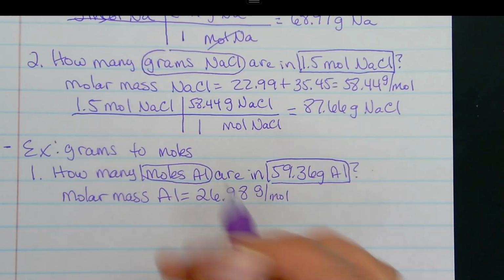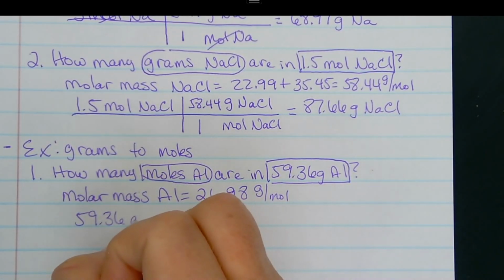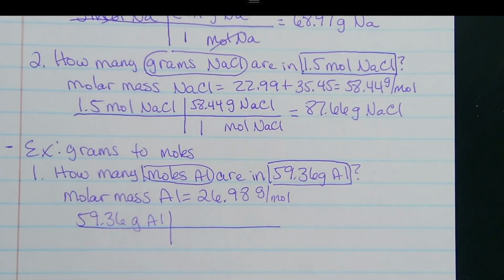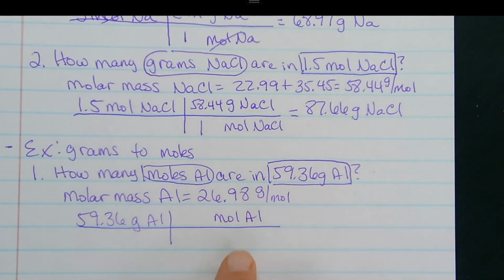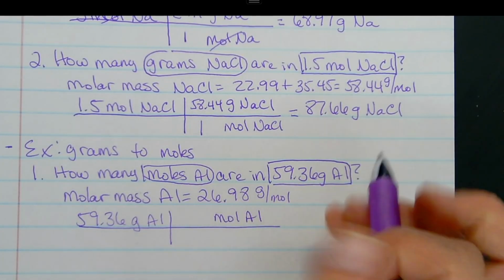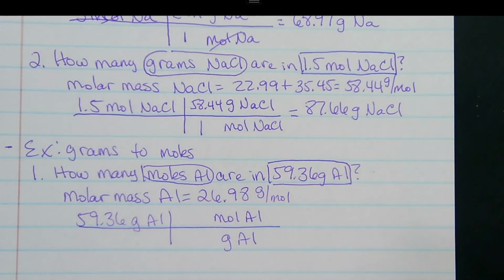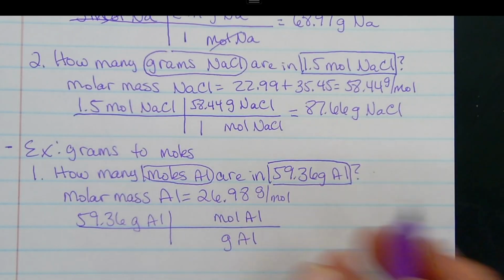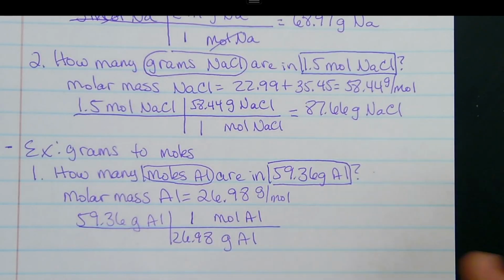Now we're going to write our given, 59.36 grams of aluminum. Set up our train tracks. We're going to write the units that we circled. What do we want? Moles of aluminum. Top. On the bottom, we're going to write the units of our given, grams of aluminum. Then we add our numbers. So remember, the number with our molar mass goes with grams, 26.98 to 1 mole.